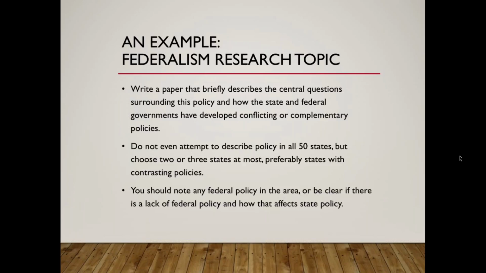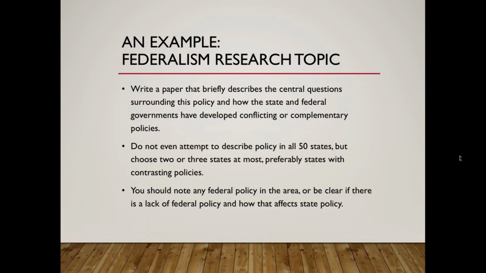One example would be the federalism topic that's available this week. If you choose the federalism topic, you will write a paper that briefly describes the central questions surrounding the policy of your choice. There's a list of possible policy options there in the prompt, and you'll describe how state and federal governments have developed either conflicting or complementary policies.